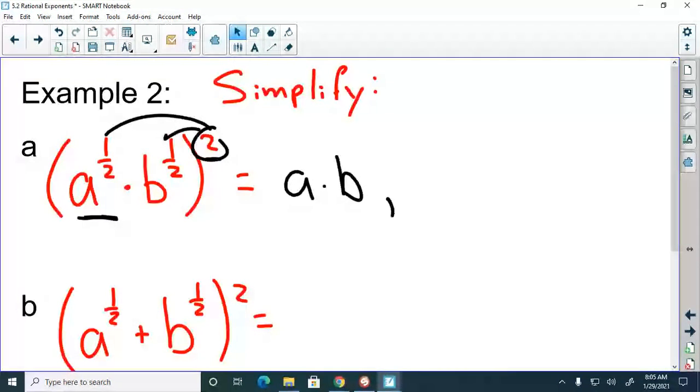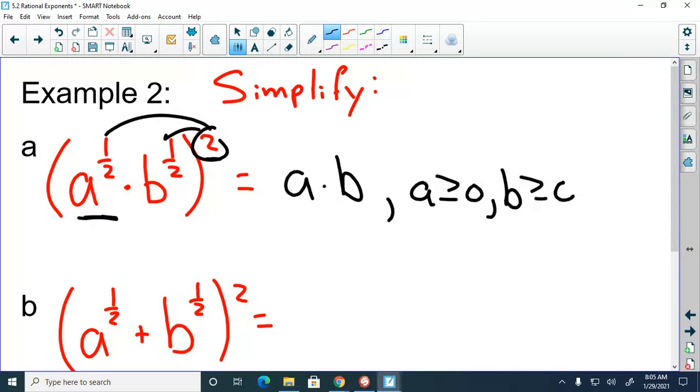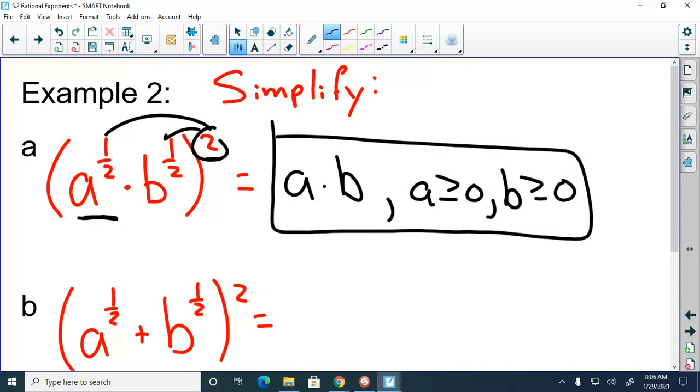So we would have to restrict this: A and B can't be negative. How could I write that in the easiest possible way? A is greater than or equal to 0. B is greater than or equal to 0. Well done. So there's a restriction here to keep my values real at the beginning, which means keeping it real for the ending as well. All right.